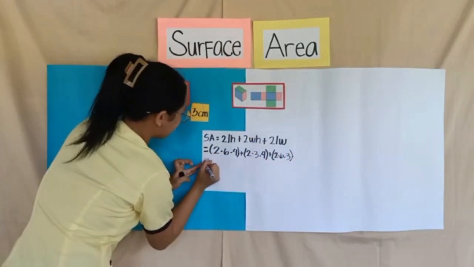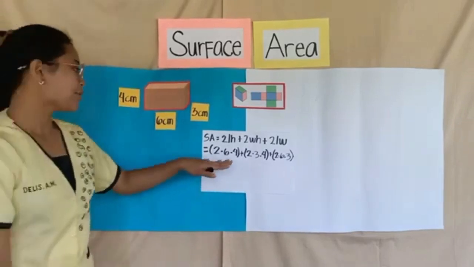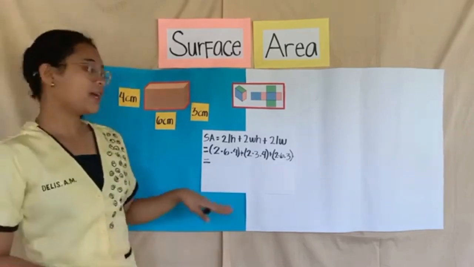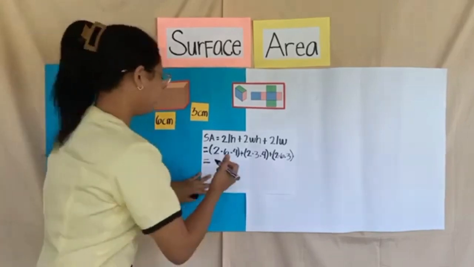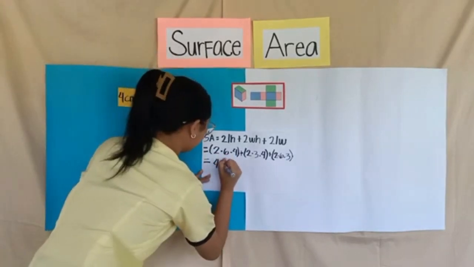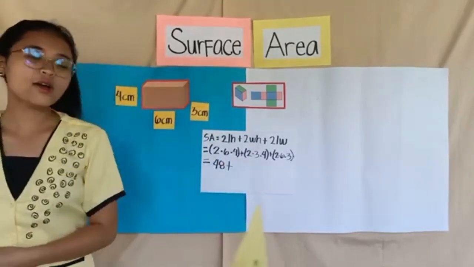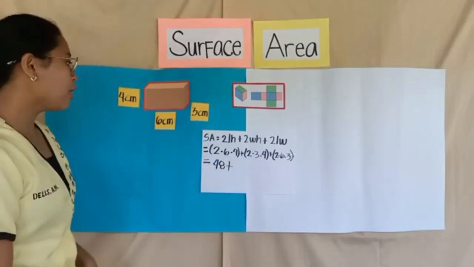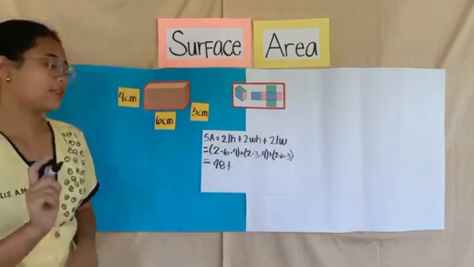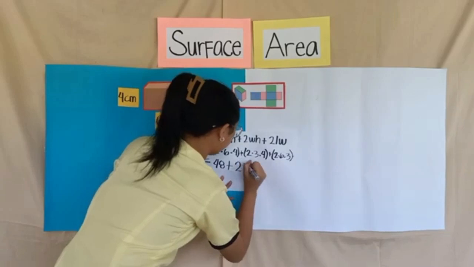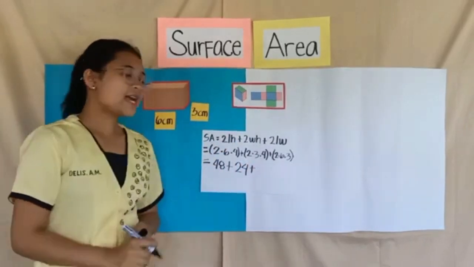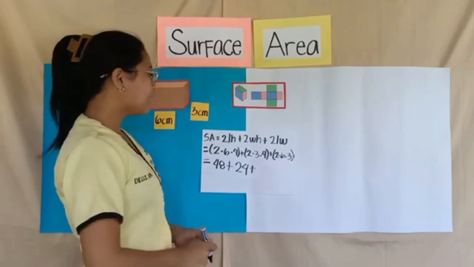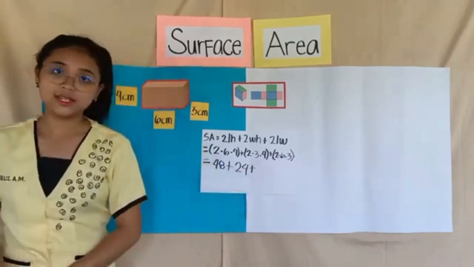Now, let's solve this one. Okay, so 6 times 4 is equal to 24. And if we multiply it by 2, the answer will be 48. Now, how about if we multiply 3 times 4? Very good. The answer will be 12. And if we multiply it by 2, the answer will be 24. Lastly, if we multiply 6 times 3 is equal to 18. And now if we multiply it by 2, the answer will be 36.